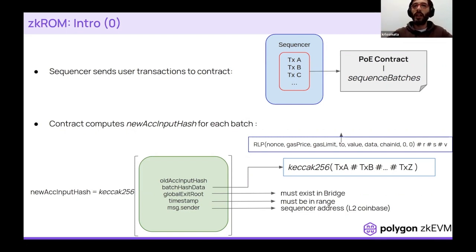I just want to mention that the global exit root is a very important parameter, because basically what we are doing here is forwarding the root of the exit tree in layer 1 to layer 2, and we enforce that by circuit. This is very important because it allows performing the claims of the deposits that have been performed in layer 1.